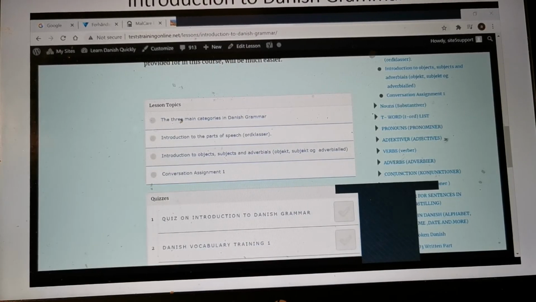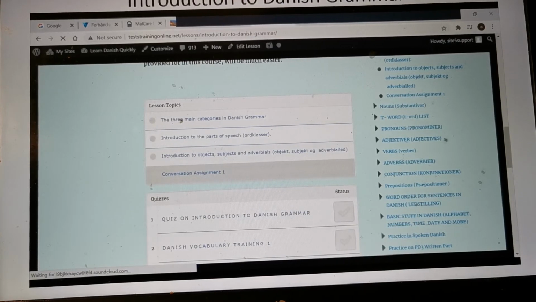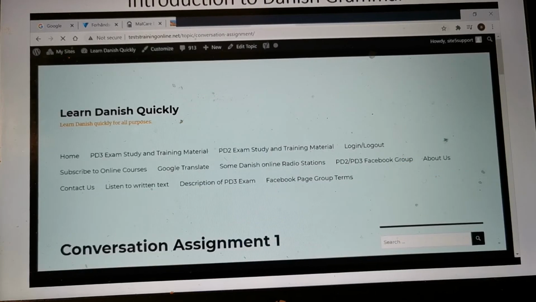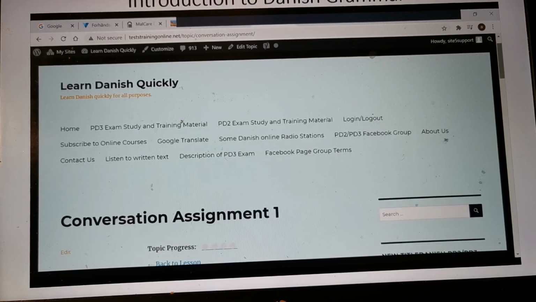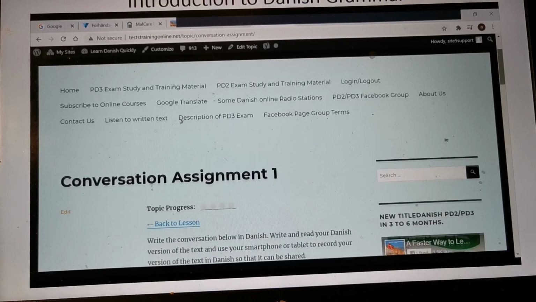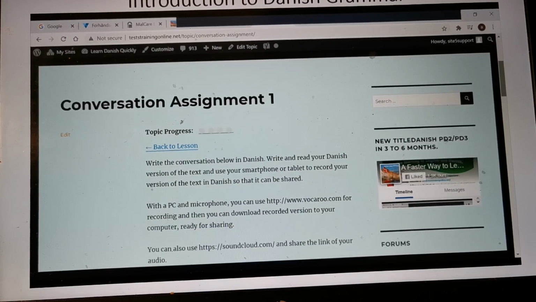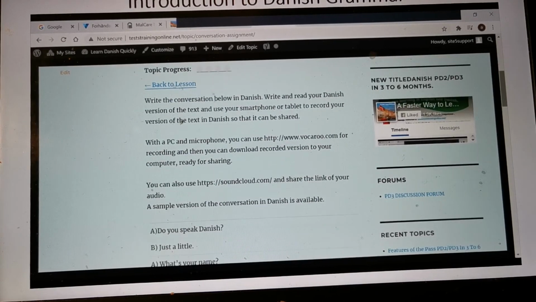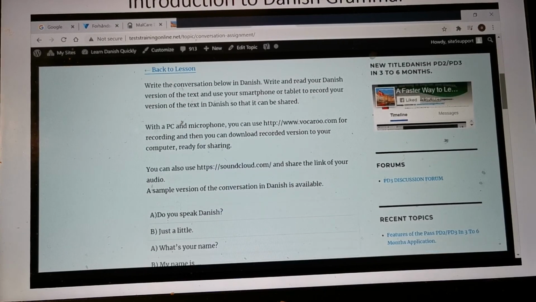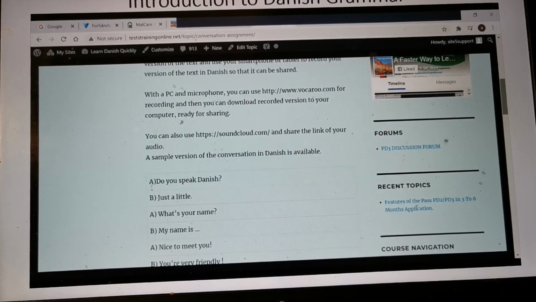Next part of this lesson is the assignments for this lesson. The first assignment is a conversation assignment available on the online learning platform at www.teststrainofgonline.net. The task is to read the conversation between A and B written in English followed by a Danish version of the conversation. A is supposed to be a friend who is a native Danish speaker and you are B, a beginner in learning Danish. You have to record a version of your conversation in Danish.